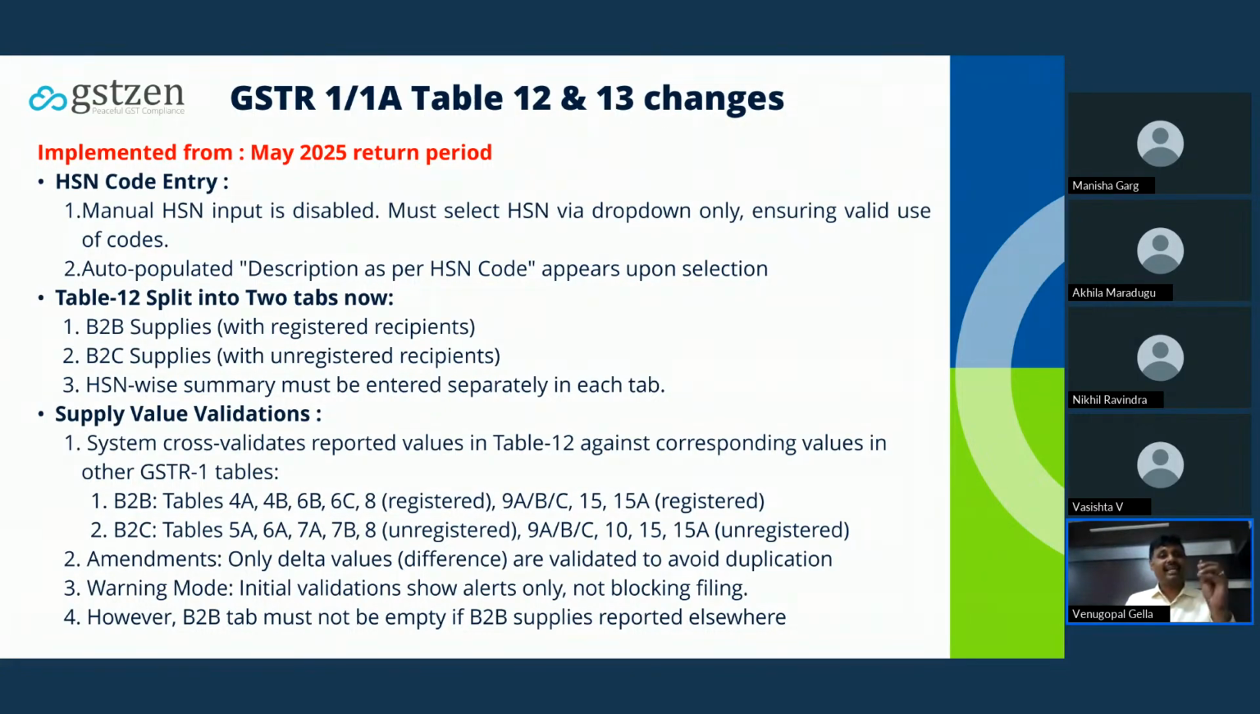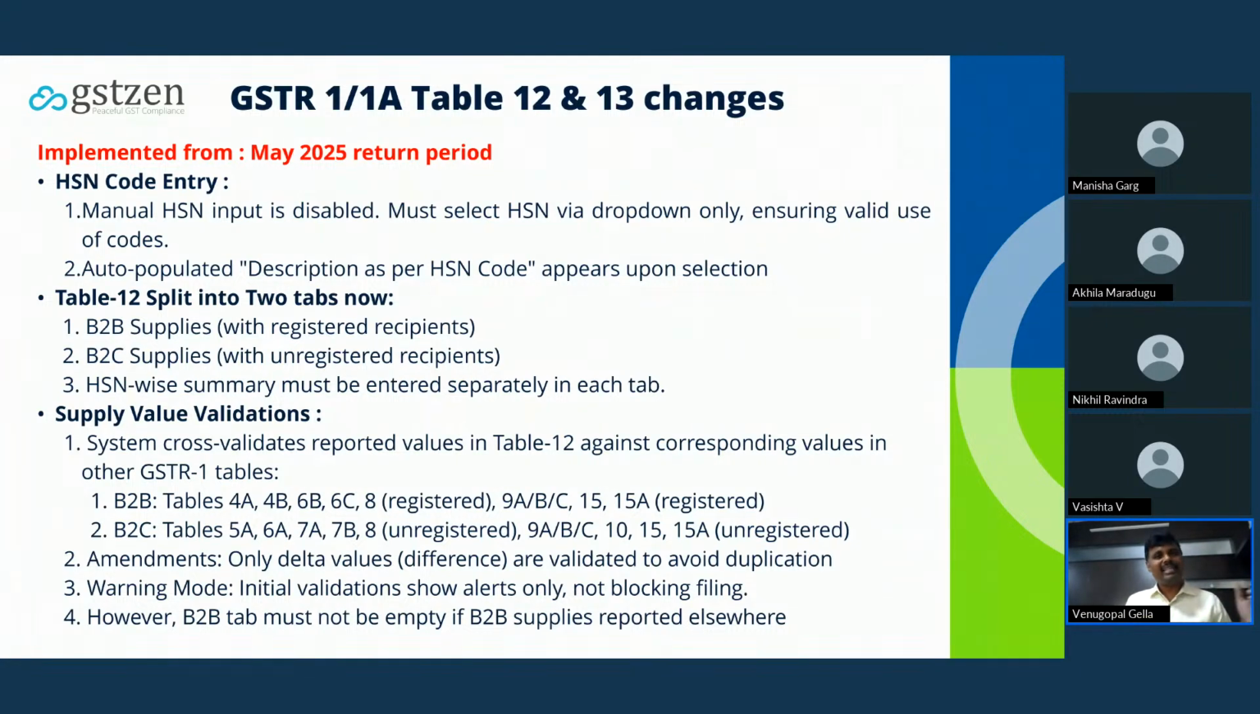6A is exports, while 6B and 6C are supply to an SEZ and a deemed export. 6A is exports. Whether it is with payment or without payment, it is now considered as B2C. But for the purpose of e-invoice, exports are considered like B2B, e-invoice is applicable. For the purpose of HSN, exports are considered like B2C and it is reported. Now, whether export is B2B or B2C, I am not getting into that fundamental question. I am saying where it has to be reported.